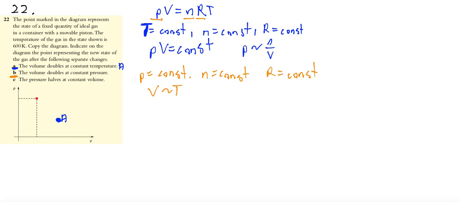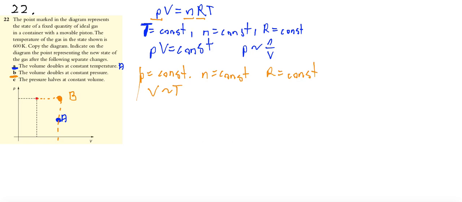B, volume doubles at constant pressure. So it's easy, you don't need to do this reasoning. We have the same pressure, but the volume is 2 times bigger. So point B will be here. There is no temperature on this graph, so temperature is not important in this case. Of course, temperature is proportional to volume, but we cannot mark temperature on this graph.